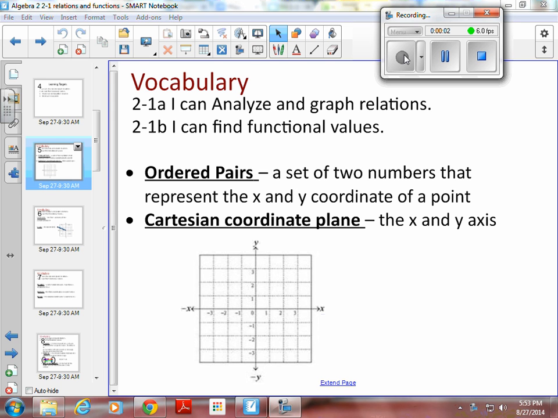Algebra 2, this is chapter 1's vocabulary for just section 1. There are a lot of words in section 1. Most of them you know. So an ordered pair is a set of two numbers that represents the x and y coordinates of a point.